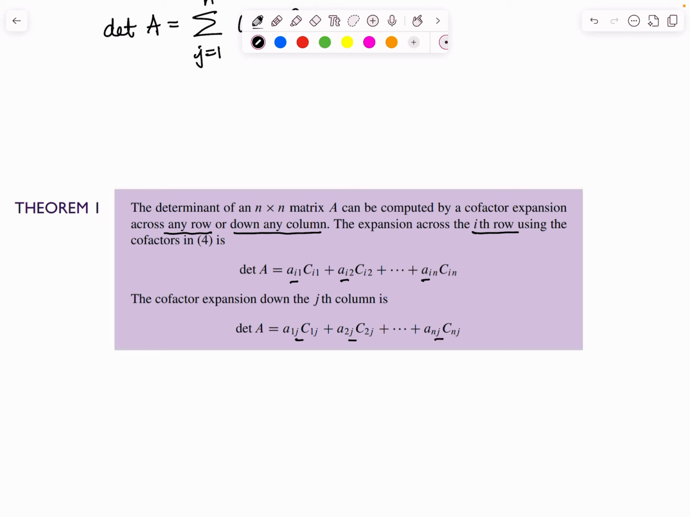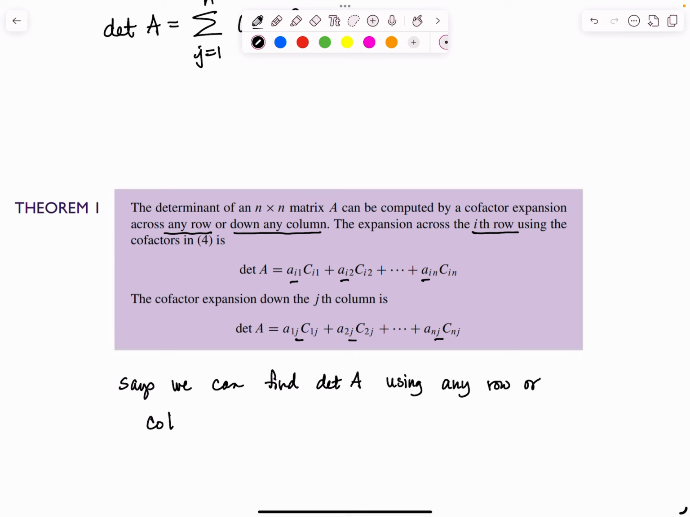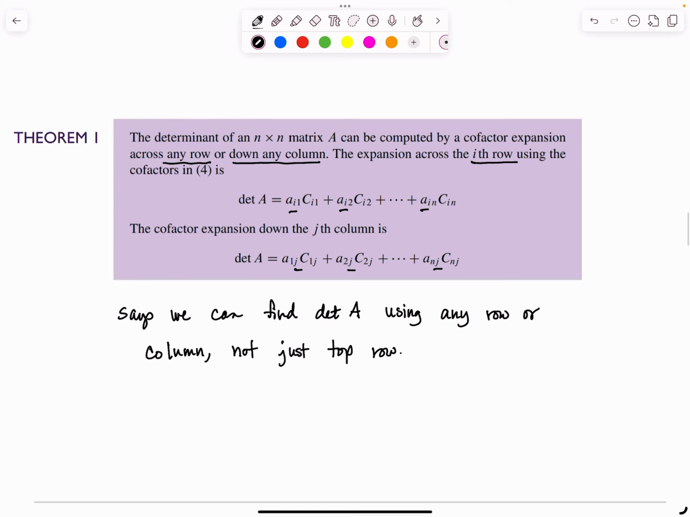So this is just saying we can find determinant of A using any row or column, not just the top row. So let me do a determinant going down a column.